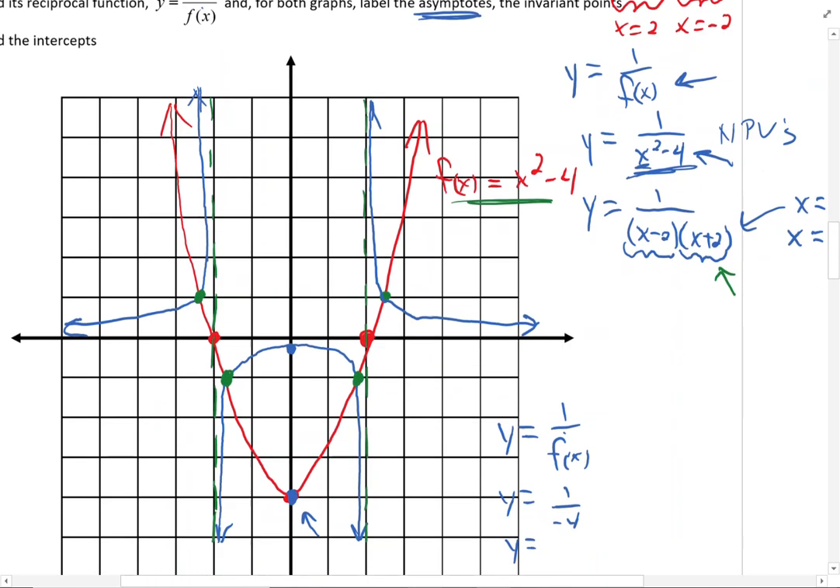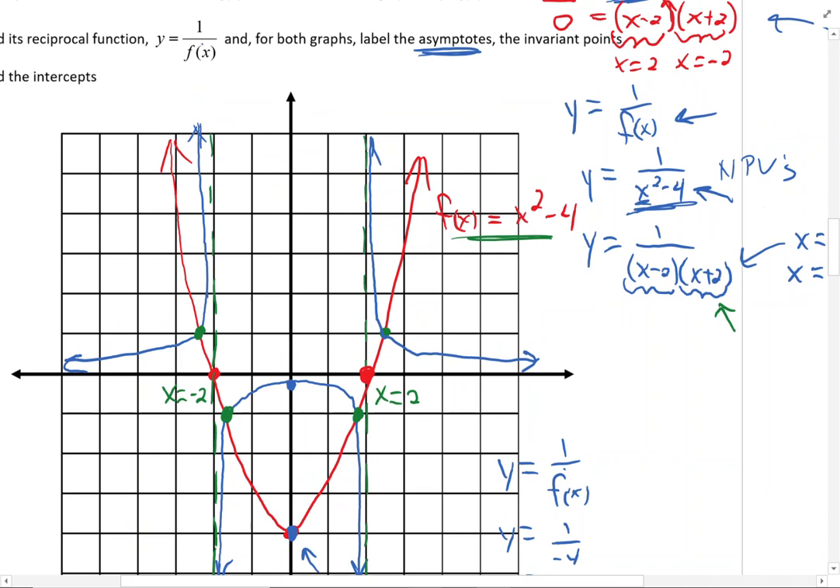All right, so the asymptotes there, we're going to label those. Remember, this is a vertical line, so you'd say x is equal to 2. A vertical line is not y is equal to, it's x is equal to. So x is equal to 2, and then on this side, x is equal to -2. That's what those green dotted lines are.